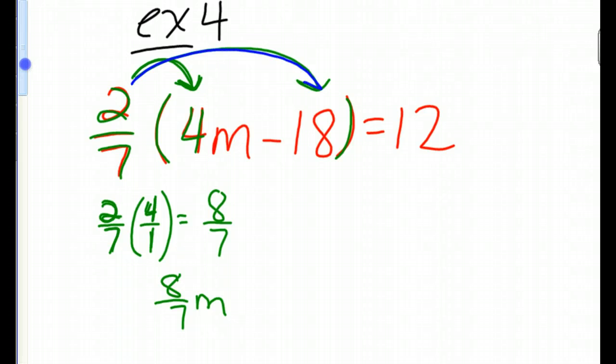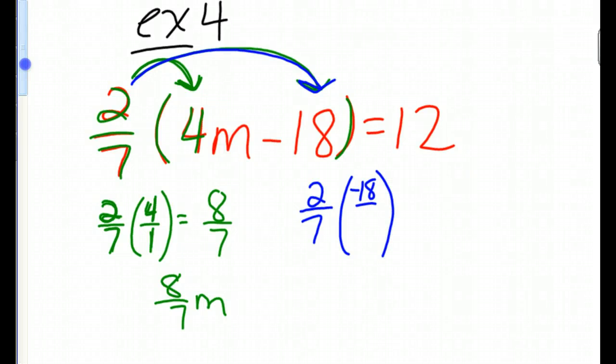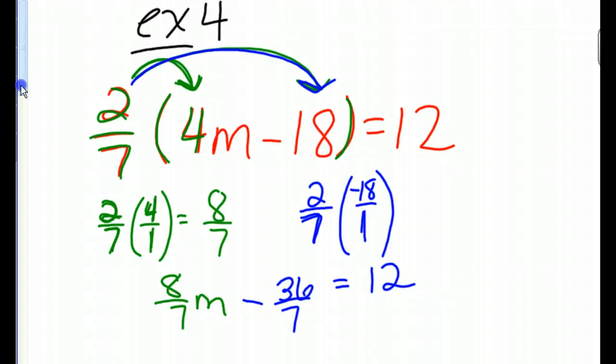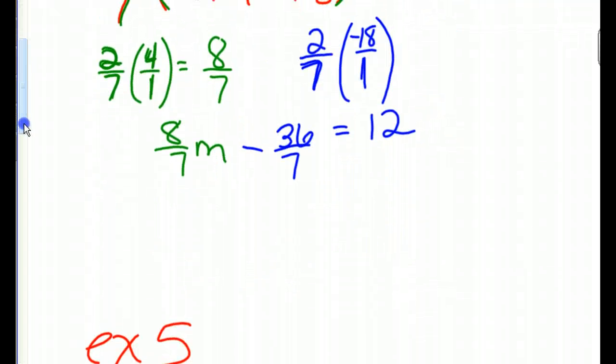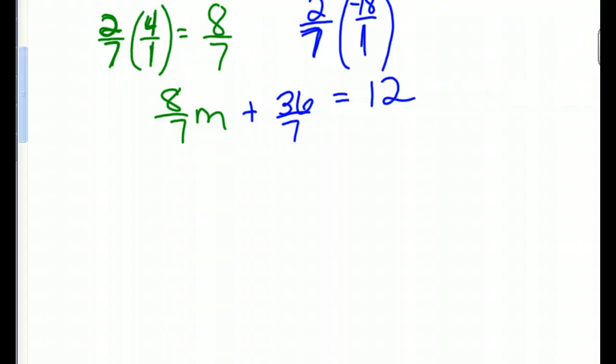All right, now I'm going to do the next one in blue. So this time 2/7 times 18. So we have 2 over 7 times negative 18 over 1. So 2 times negative 18 is going to give us negative 36 over 7 times 1, which is 7, and that equals 12. So now we still do have a two-step equation. It's just kind of a weird two-step equation because it has these fractions in it.